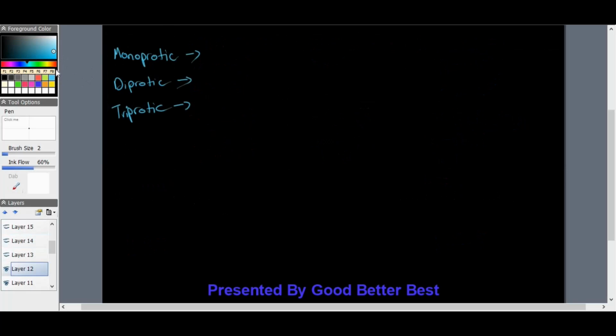Awesome. These are your 3 types of acids that exist. We know that for a monoprotic acid, 1 mole of acid produces 1 mole of H plus ions, which basically means that the concentration of H3O plus is equal to the concentration of the acid.